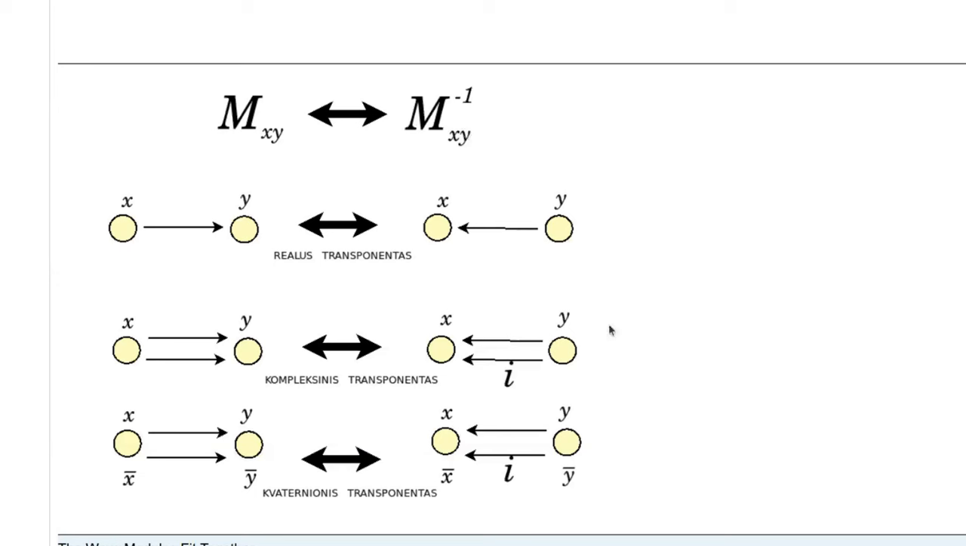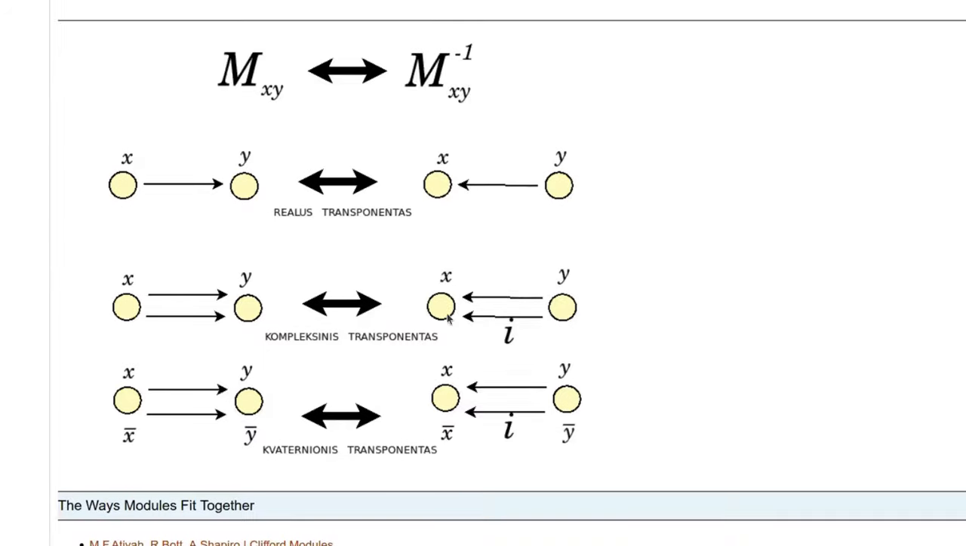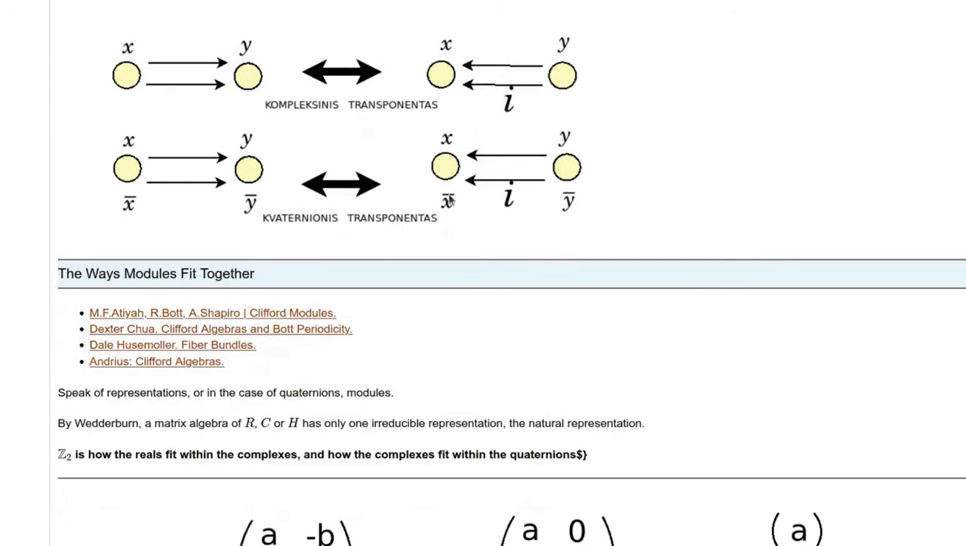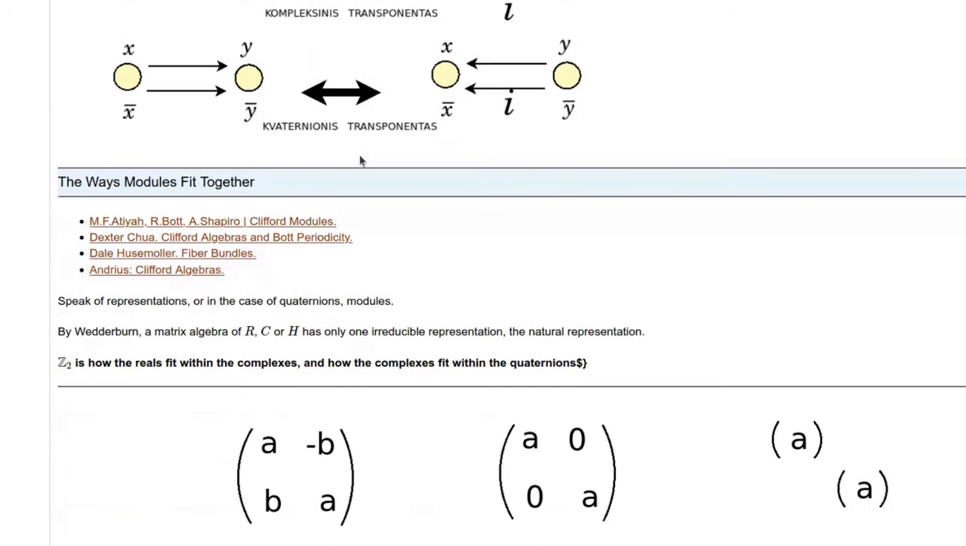Now you have three different types of transpose. Instead of x goes to y, which would be, let's say, mxy, the transpose would be myx. So mxy codes an arrow from x to y, and then it goes from y to x in the other way. But you could also be coding complex, in which case you'd have to worry about two arrows you're encoding, or quaternions, that might be like four arrows, or maybe two complexes, let's say. So that's maybe a little bit too far.